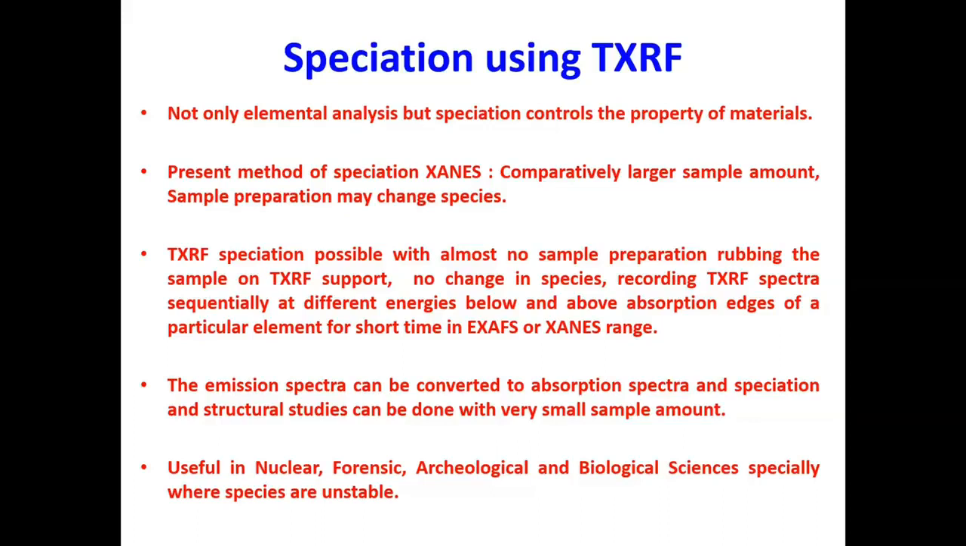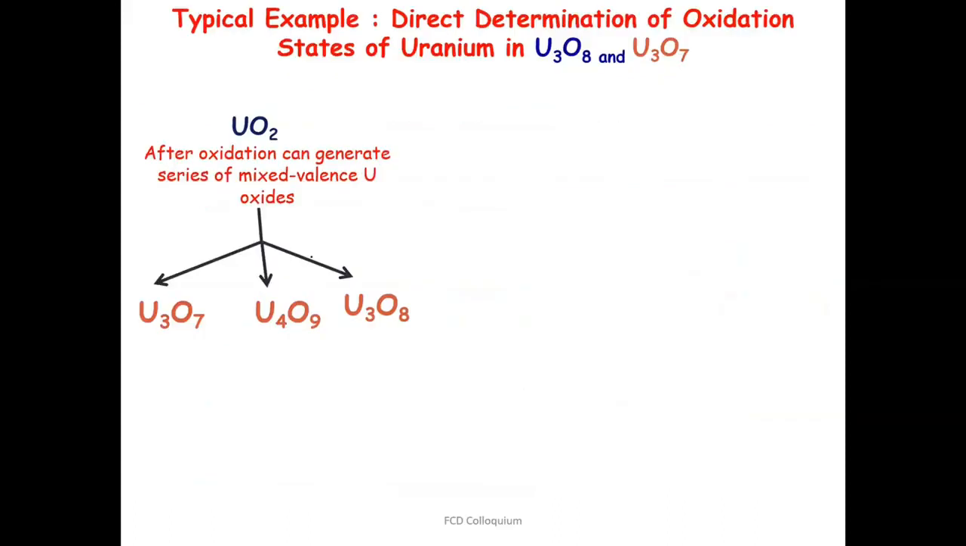Such a study may be useful for nuclear, forensic, archaeological and biological sciences, especially where species are unstable. And these species are unstable in uranium oxide, for example. If you heat uranium oxide, it will get converted to different oxides like U3O7, U4O9, U3O8. These are very unstable oxides. U3O8 is stable, but the others are unstable. And if you treat the sample too much, the oxidation state may change. But here we are just rubbing, not doing much sample preparation.